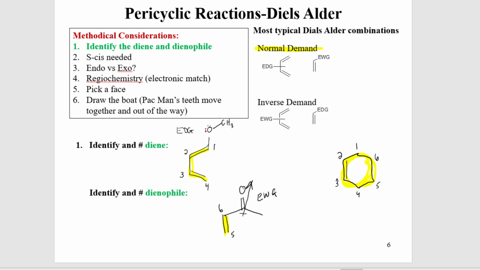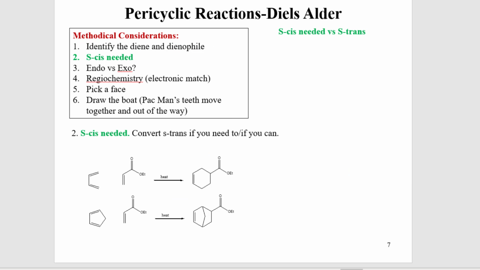But if any of you guys were thinking, well, what if you could swap the donating and withdrawing groups? Wouldn't they still be rich and poor and react? And the answer is yes, absolutely. But just to simplify things, I'm going to focus on the normal demand. Okay, so now step 2.